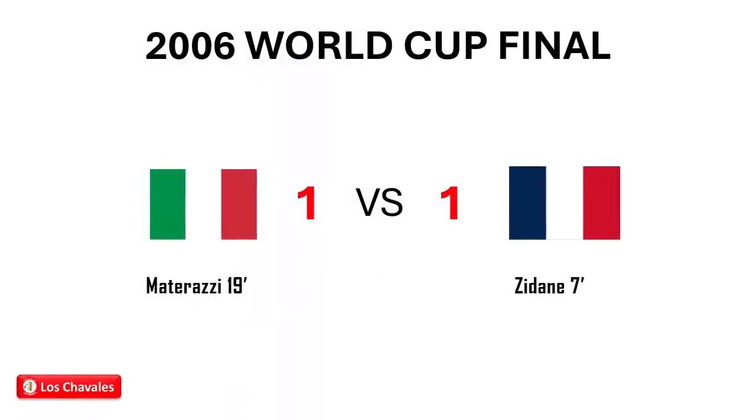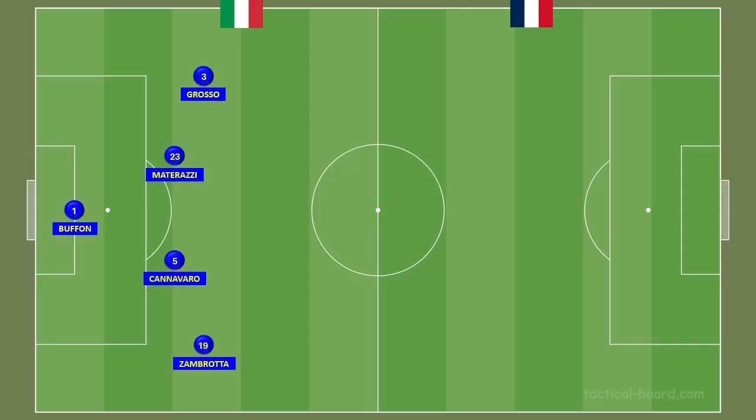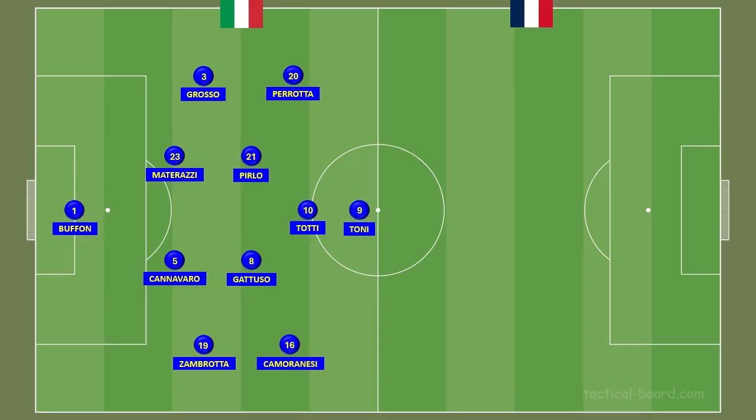Today we're analyzing the 2006 FIFA World Cup final match between Italy and France. Italy lined up in a 4-4-1-1. Goalkeeper is Buffon. The four backline are Grosso, Materazzi, Cannavaro and Zambrotta. The four midfielders are Perotta, Pirlo, Gattuso and Camoranesi. Attacking midfielder is Totti and Toni as the single striker.